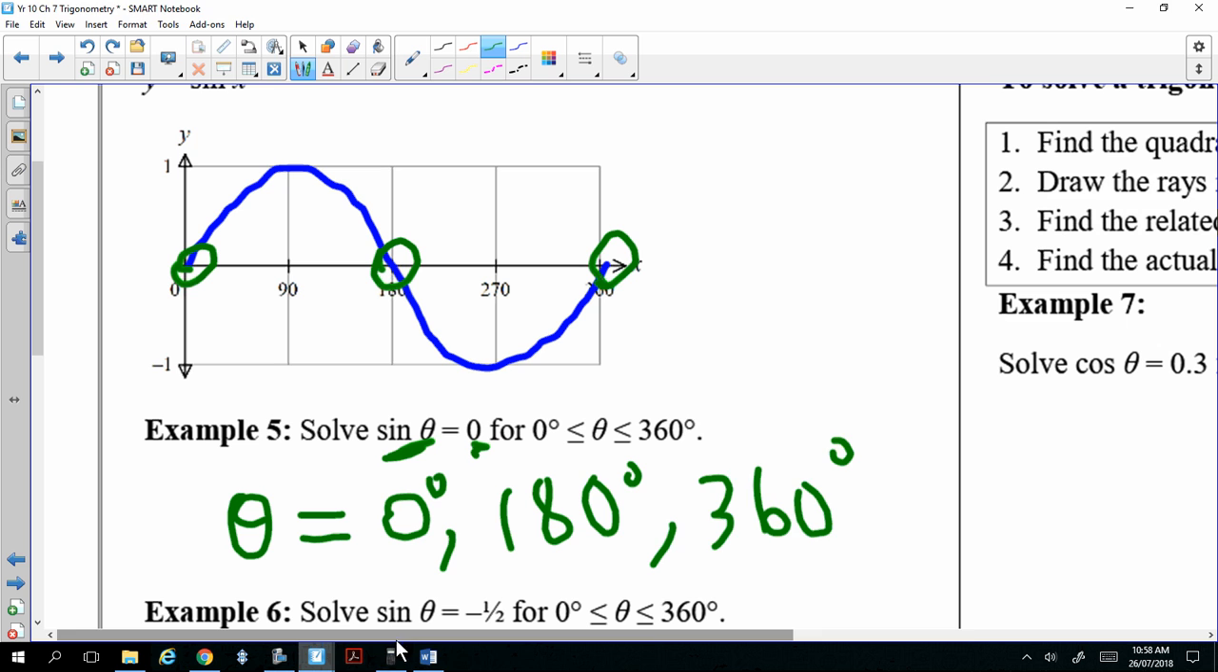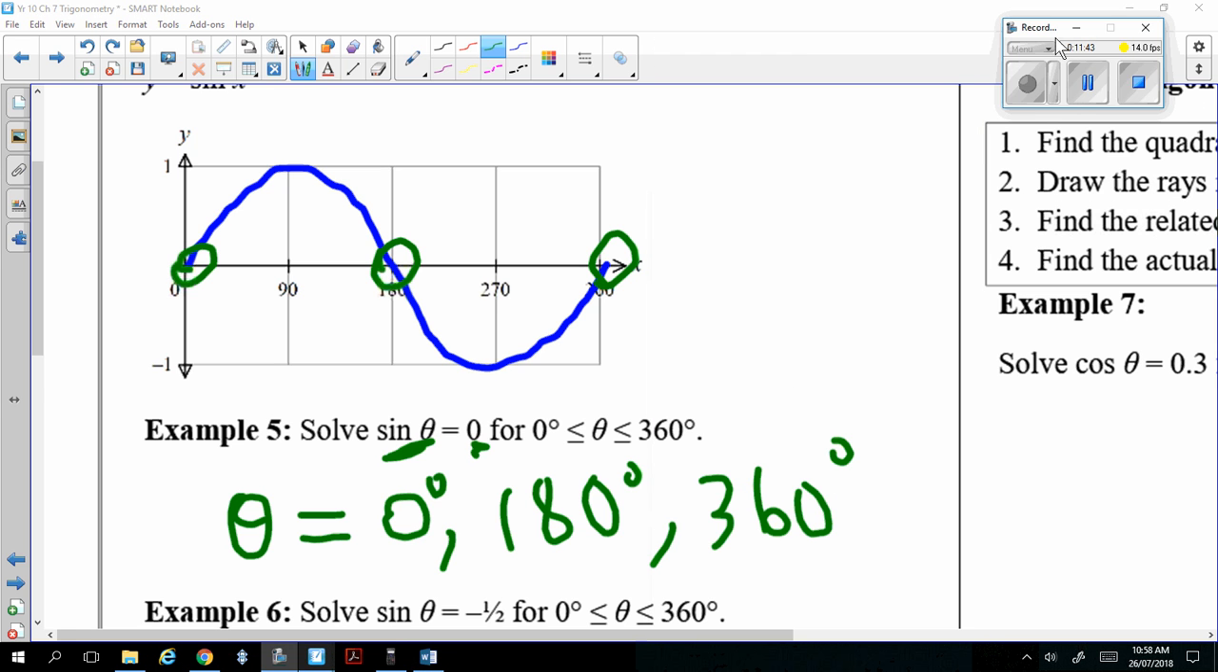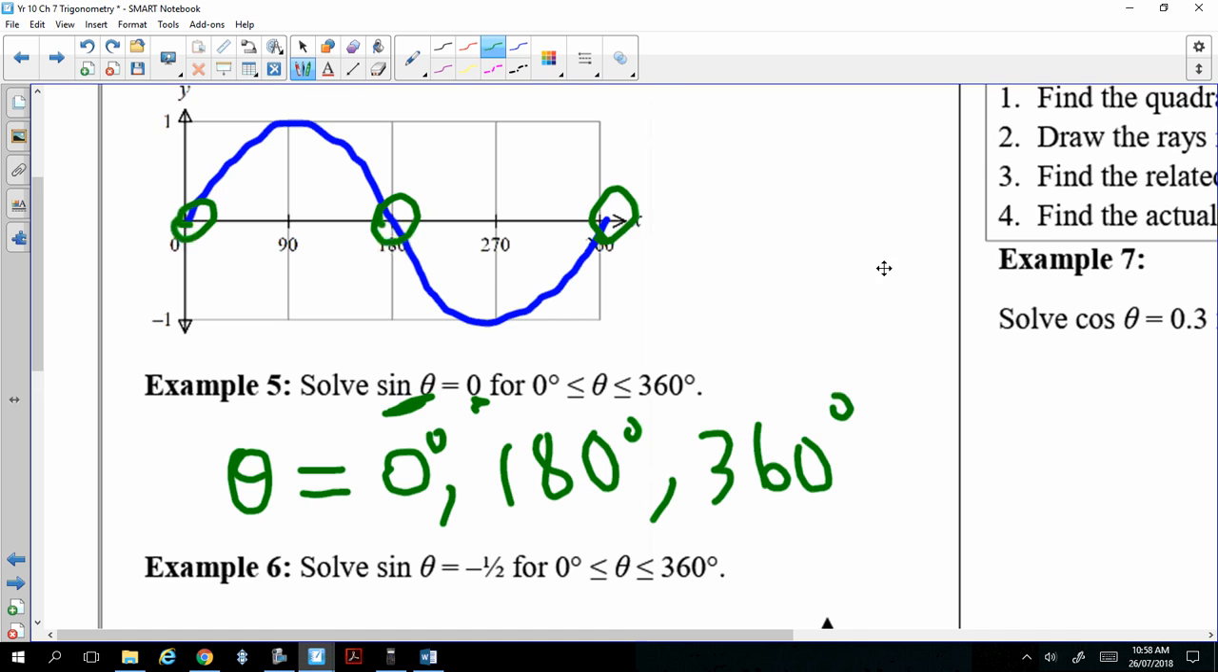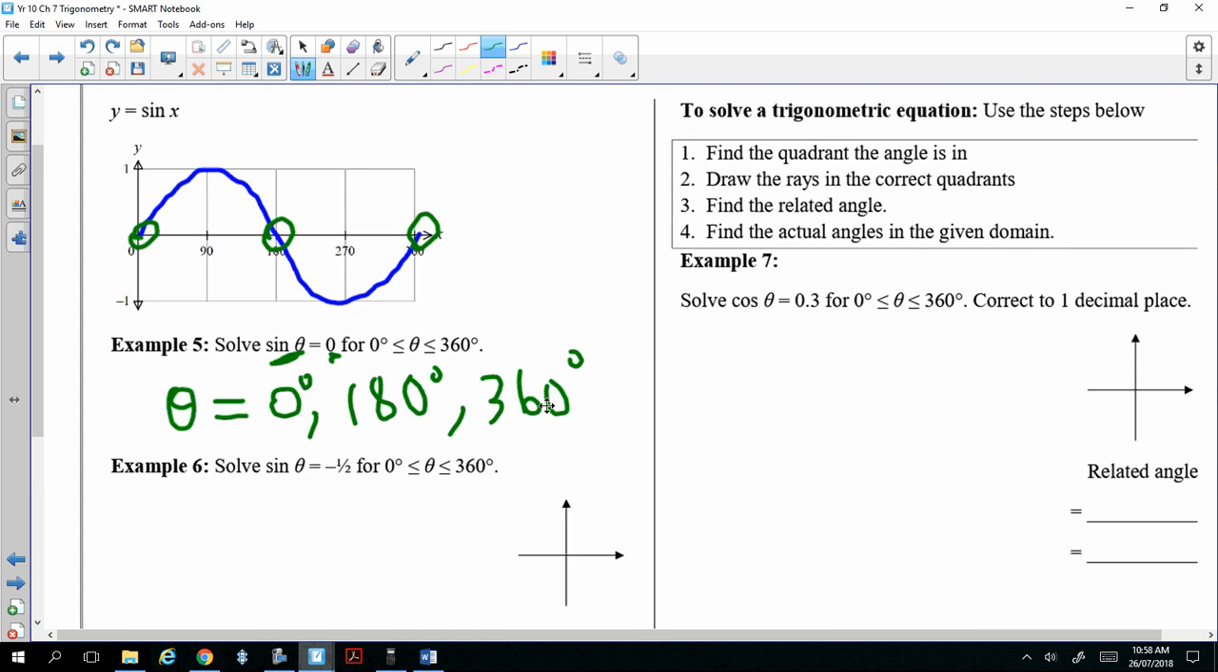Continue. Now, things get a bit complicated when the values are not 0. Things like, if I choose this answer like -1/2, which is over here, that's negative. Let me write this again. Okay, -1/2.